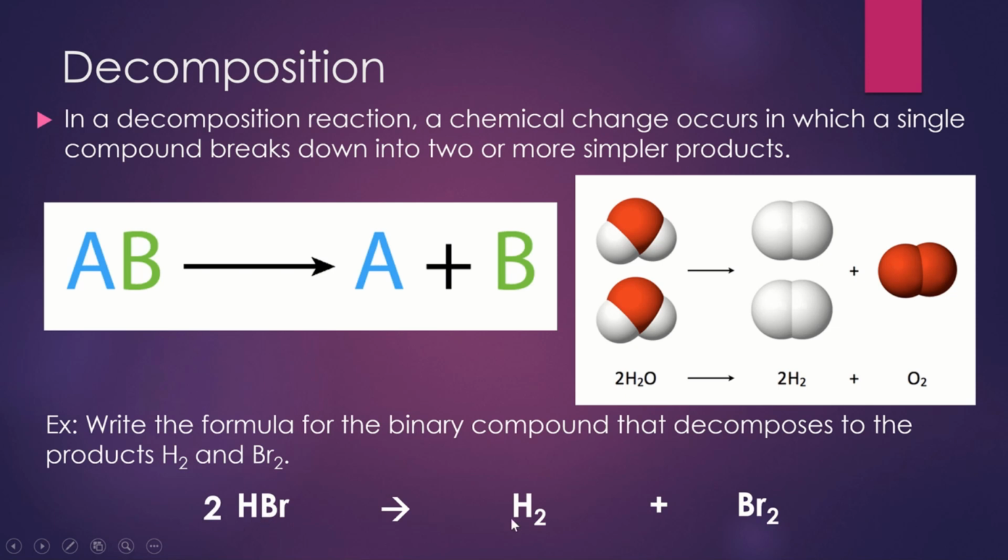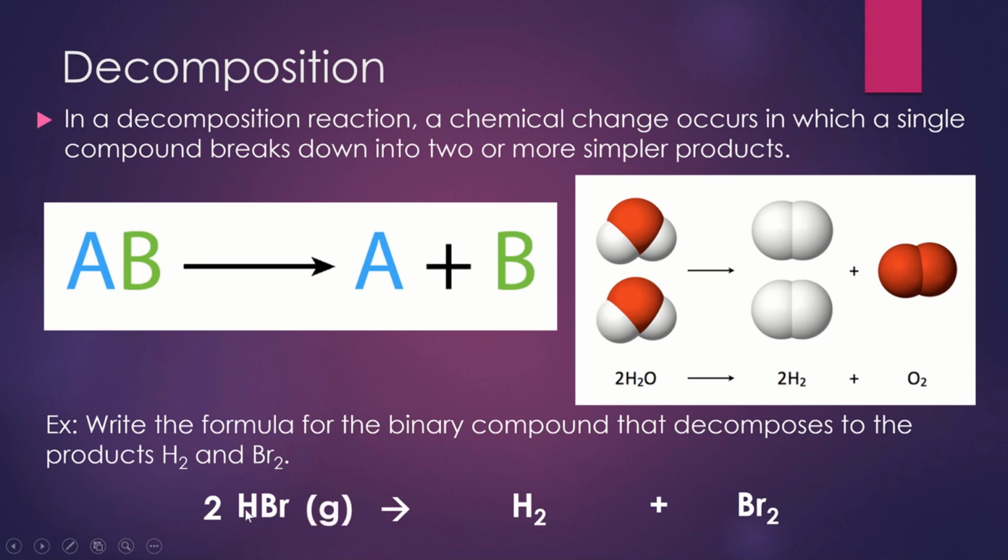In order to balance this, we have two hydrogens. We'll put the coefficient 2 in front of our HBr. Now we have two hydrogens on both sides. We have two bromines. So that coefficient 2 gives us two bromines. Again, we're in good shape.